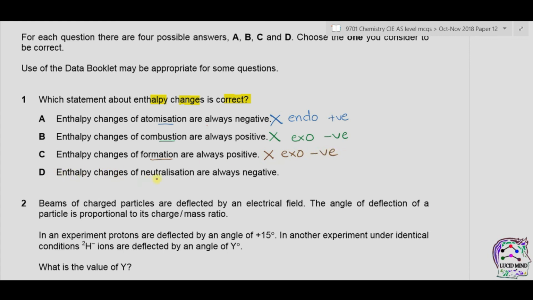Part D. Enthalpy changes of neutralization are always negative. In neutralization, acid and alkali, they react together to form salt and water. The reaction produces heat, so therefore enthalpy changes of neutralization is always negative as it is exothermic reaction. Correct answer is therefore D.